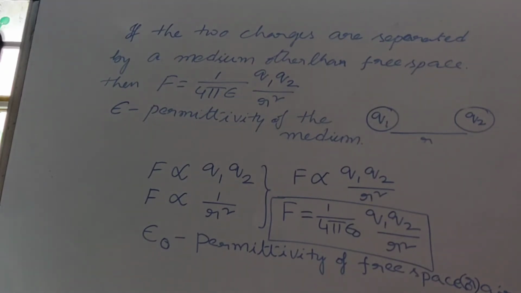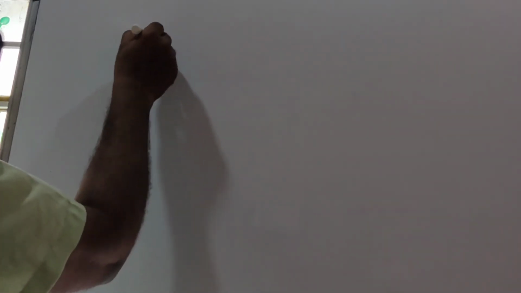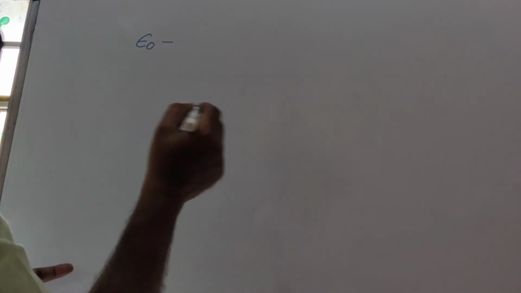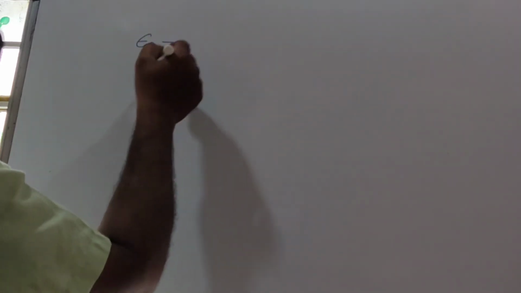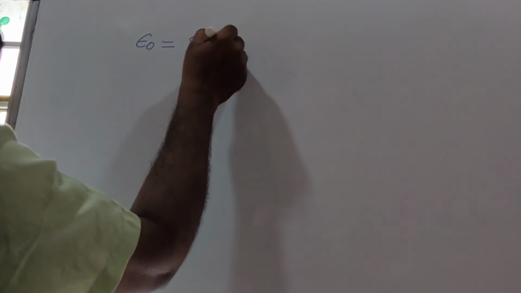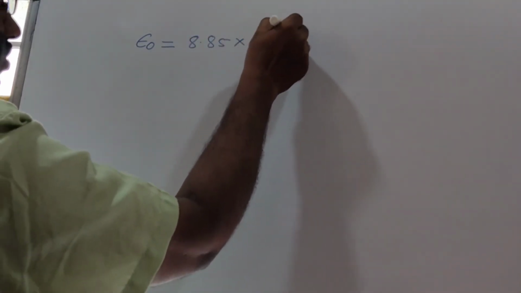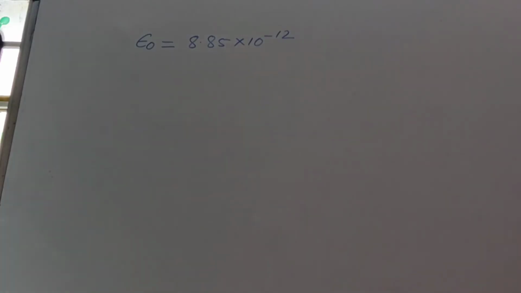So this is about Coulomb's law, Coulomb's inverse square law. It deals with the force between two charges. Here epsilon naught is the permittivity of free space, and its value is 8.85 into 10 power minus 12.